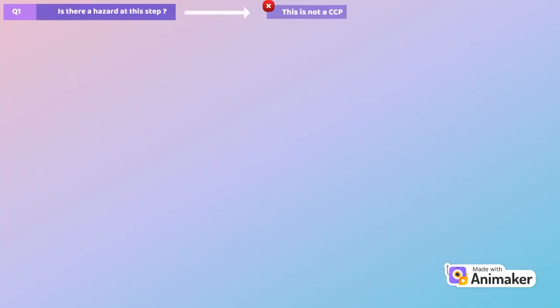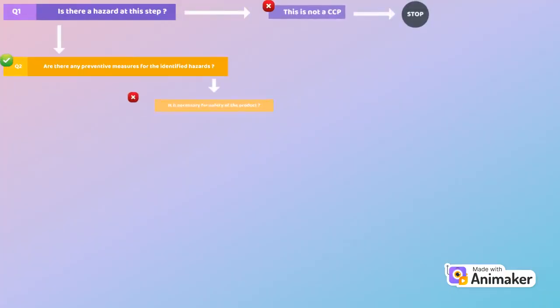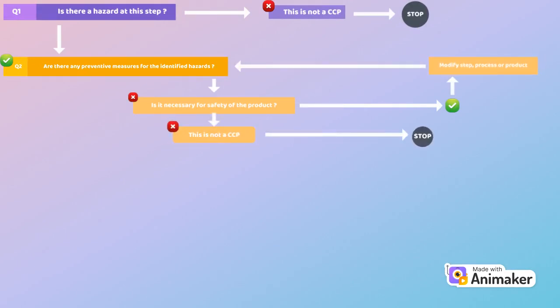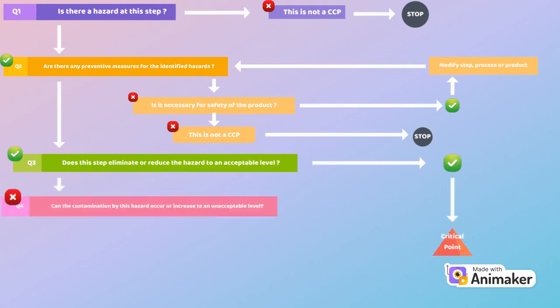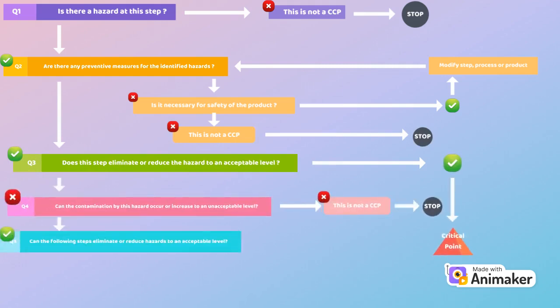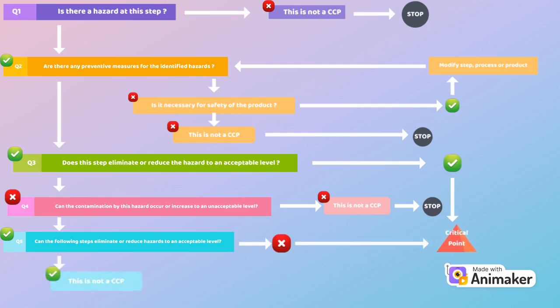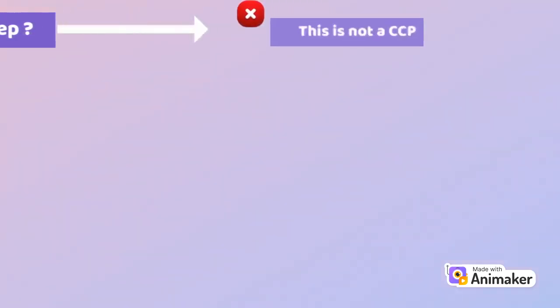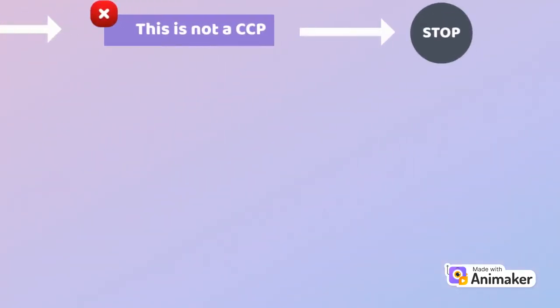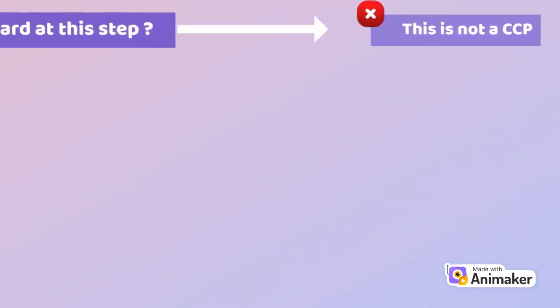Determining a CCP can be facilitated by applying a decision tree. The decision tree consists of a systematic series of 5 questions, designed to objectively estimate whether a CCP is necessary to control the hazard identified at a given stage. The first question that should be asked is: is there any hazard at this step? If there is no hazard, it isn't a CCP. If there is an identified hazard, we can move on to the next question.